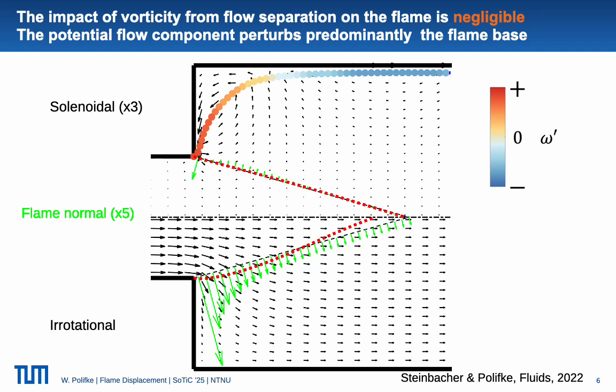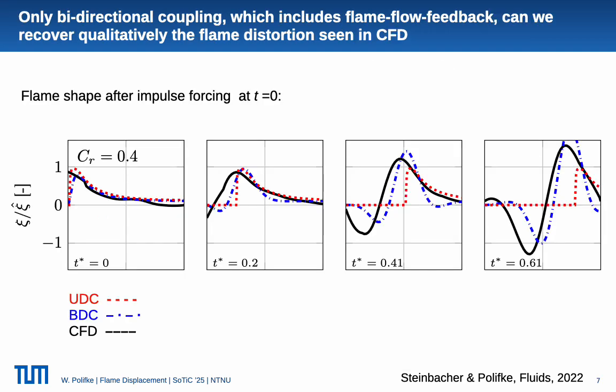Now, comparing the flame shapes obtained with this model against CFD gave very significant discrepancy. That is what you see here. So mind you, this is the flame shape, not the impulse response. So the shape of the flame after an impulse perturbation of the velocity.